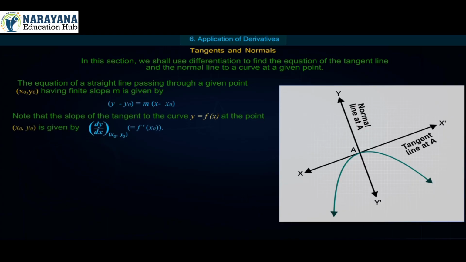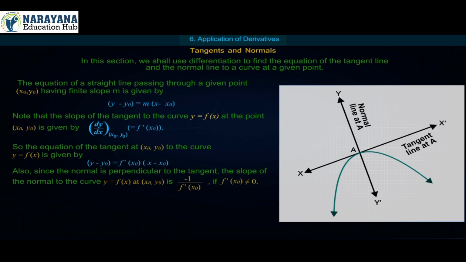Note that the slope of the tangent to the curve y is equal to f of x at the point x0, y0 is given by dy by dx at x0, y0, which is equal to f dash of x0. So, the equation of the tangent at x0, y0 to the curve y is equal to f of x is given by y minus y0 is equal to f dash of x0 into x minus x0.